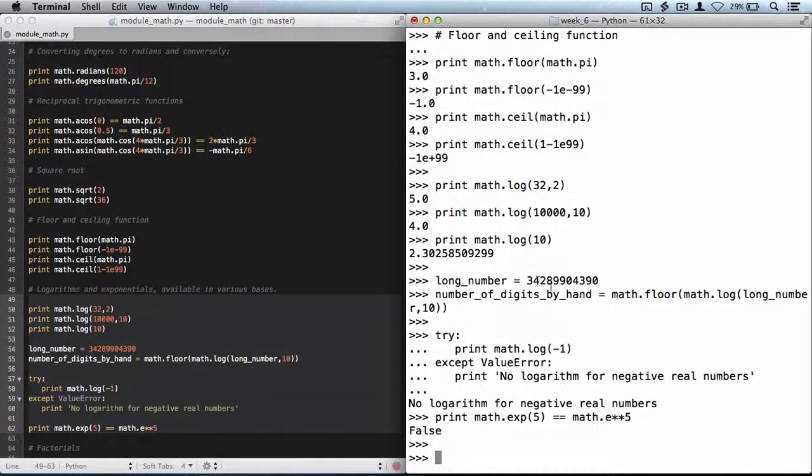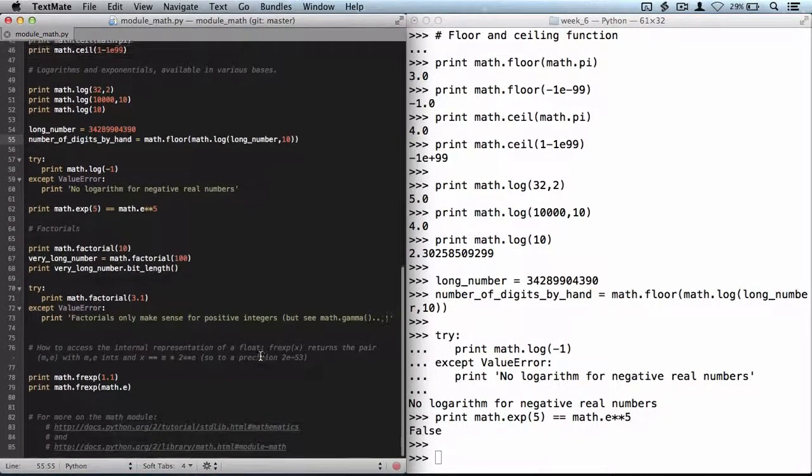I can compute the number of digits by hand by using this composition of the log and the floor. And finally, I can take an exponential by just math.exp of 5, or I could just take math.e exponent 5, but you'll see that here it says false because there are some numerical errors that are being done, particularly on the right. It's only an approximation of the right answer, and the one on the left will be more accurate.